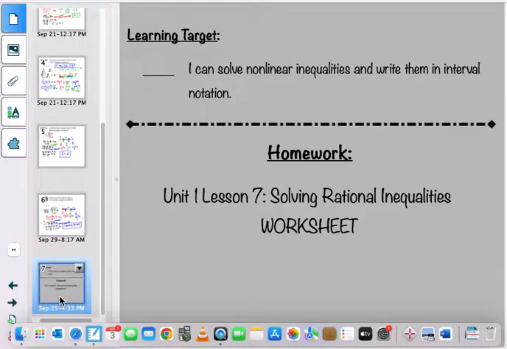So I can solve nonlinear inequalities and write them in interval notation. And specifically, we were looking at rational inequalities.